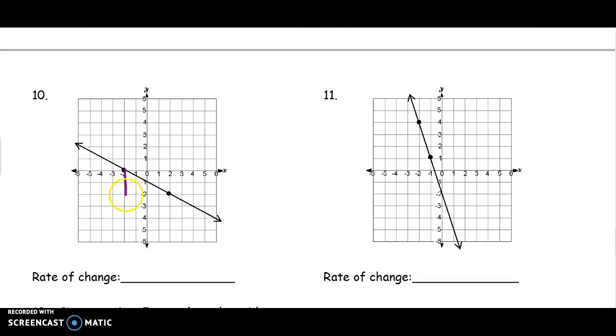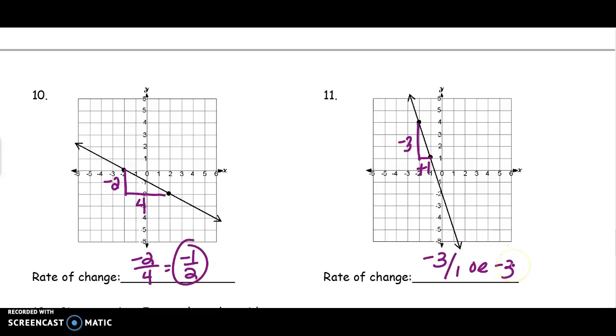Same thing here, connect your dots. Here we moved down 2 units and to the right 4, rise over run. Since you can simplify this to -1/2, that is going to be your answer. And then lastly, number 11, connect your dots. We moved again down 3 and then over 1. So rise over run. If you just want to put -3, that's fine.